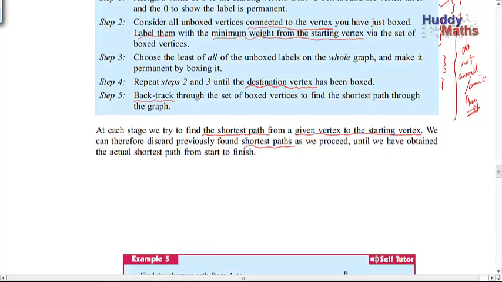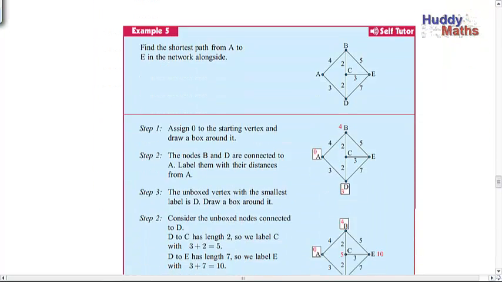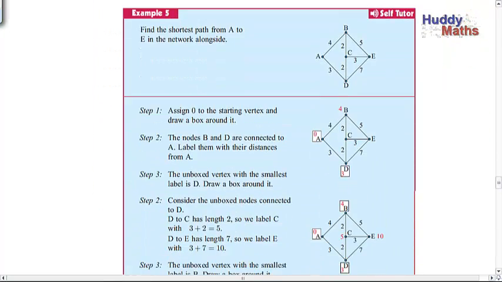We come down here, and here's our problem. Find the shortest path from A to E. We want to go from here to E. All right? And there's a few different ways of doing it. So first of all, you put in a 0 and box it, because that's not going to change.